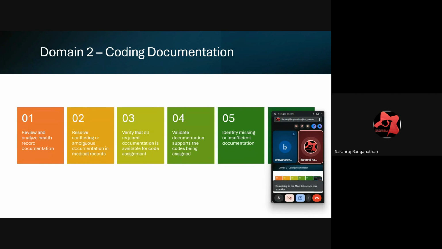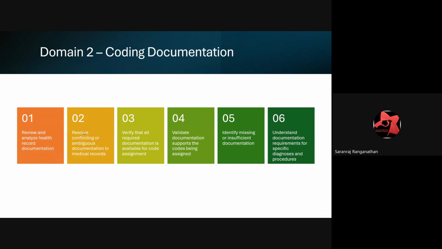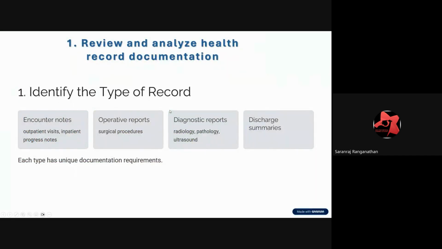Coming to the topic, as I told, these 5 topics, sorry, the 6 topics which we are going to discuss in depth in the documentation. So the first thing is on review and analysis of health record documentation. Identify the type of record. First, what is the step when you come to the documentation analysis? We have to identify what type of record it is. That is very, very mandatory.